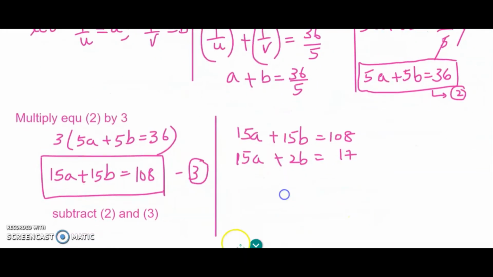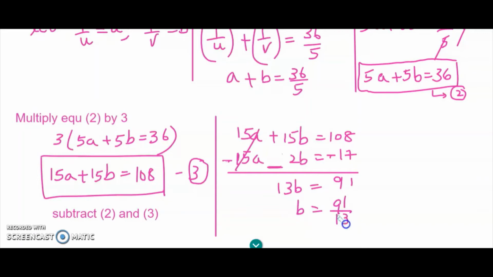Now what is the rule if you are going to subtract? Yes, the bottom equation, the signs should change. So this will become a minus. Cancel it off and put a minus. So this will become 0, this will be 13b, and this will be 91. So b equals 91 upon 13, which is 7. Clear?